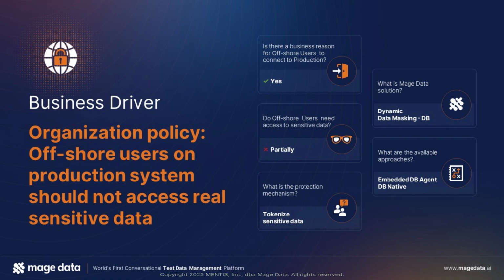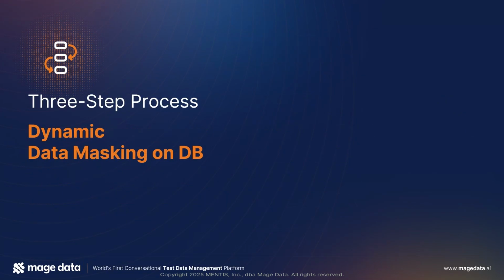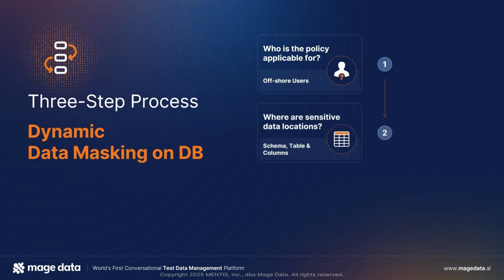Mage Data will create a 3-step process. Who's the policy for? Where does sensitive data reside in schemas, tables, and columns? And what is the protection mechanism?